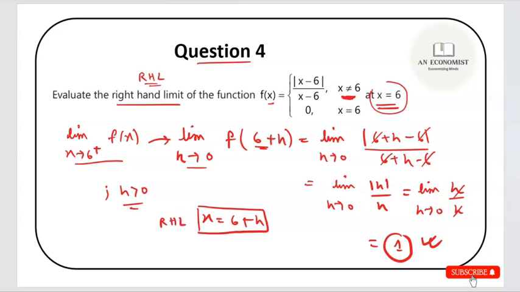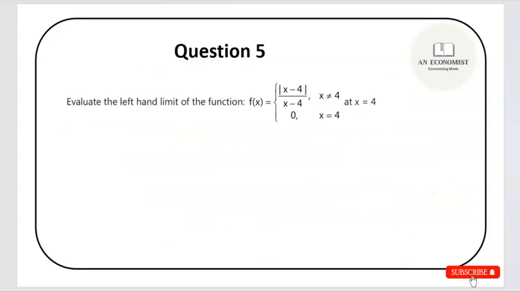If you are considering the right hand limit. Now if you are told to find out the left hand limit, you would have done 6 minus h and compute that, you will get the left hand limit. This is the process you need to remember.